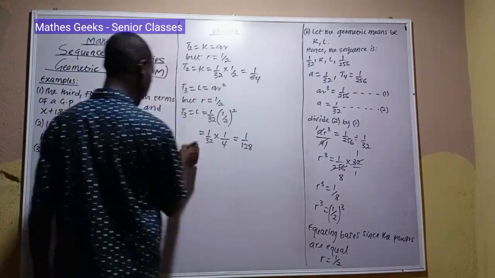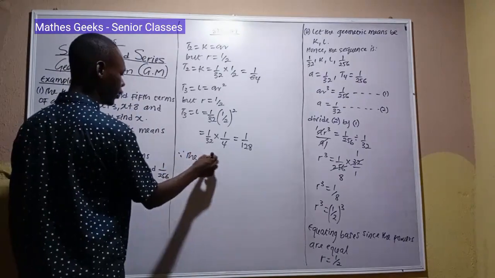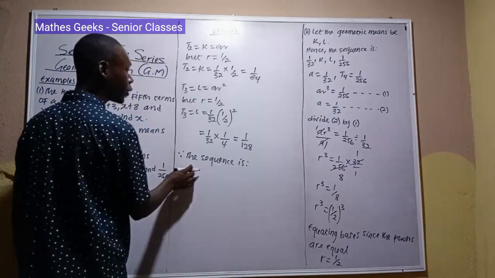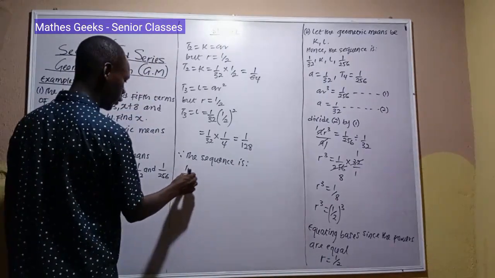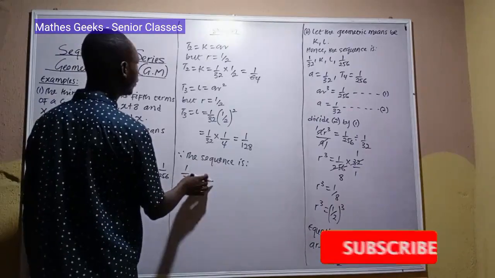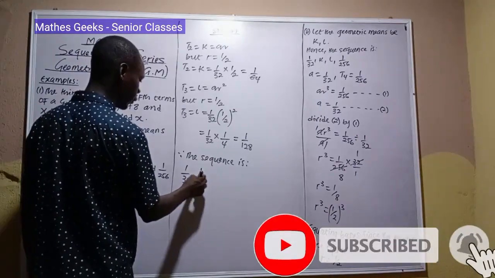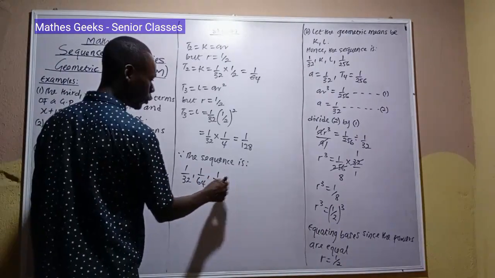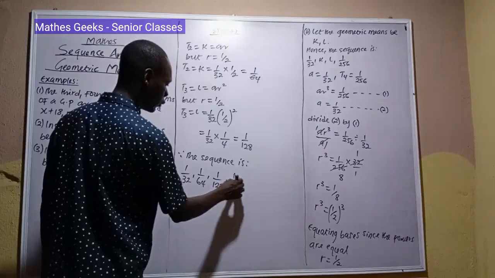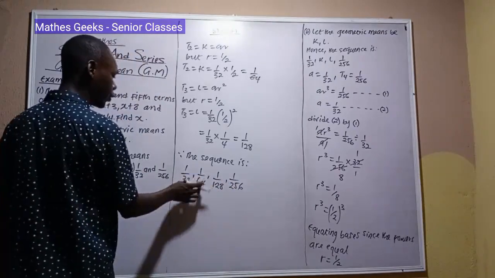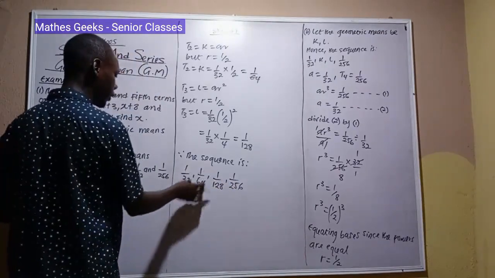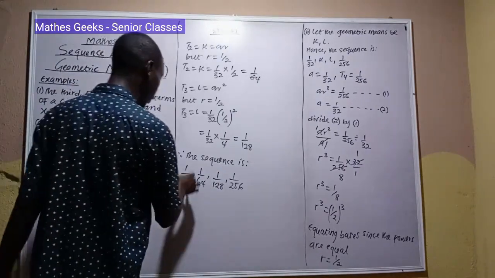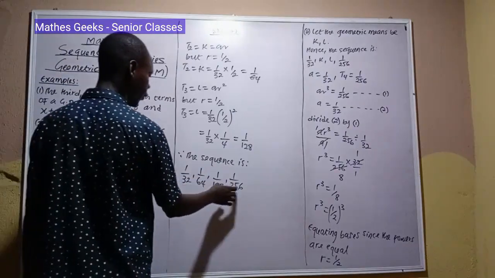Therefore, the sequence is the first term 1 over 32, comma, T2, which is 1 over 64, comma, 1 over 128, comma, and 1 over 256. So 1 over 64 and 1 over 128 are the two geometric means inserted between 1 over 32 and 1 over 256.